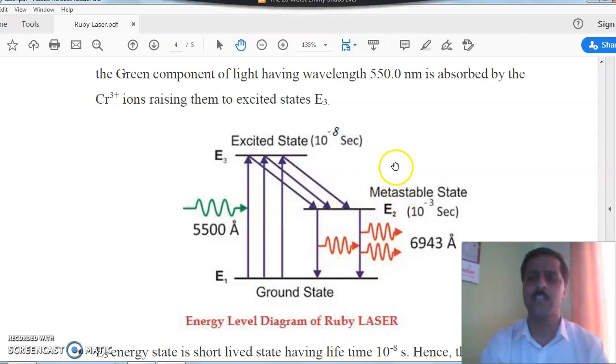The output is not continuous. Thank you. This is the ruby laser.